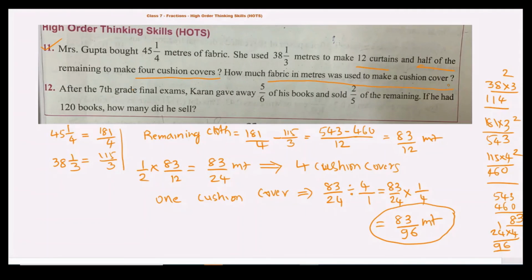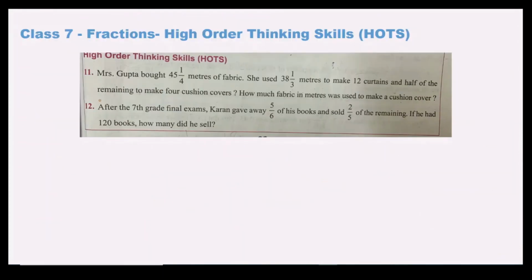If you are not able to understand, just listen once again. Thank you. Let us move to the next problem. This is the last problem in this fractions chapter. HOTS, that is high order thinking skills. 12th problem I am just explaining to you.